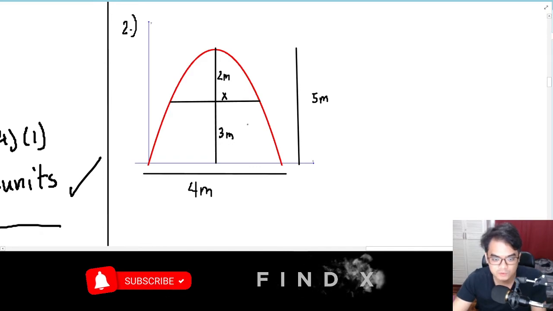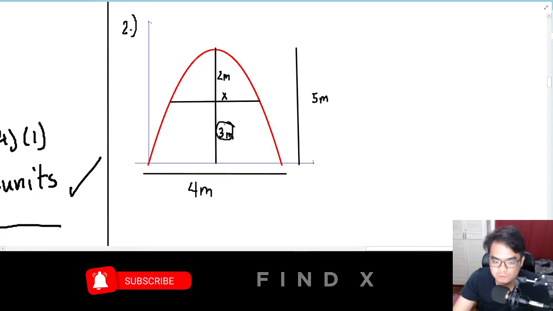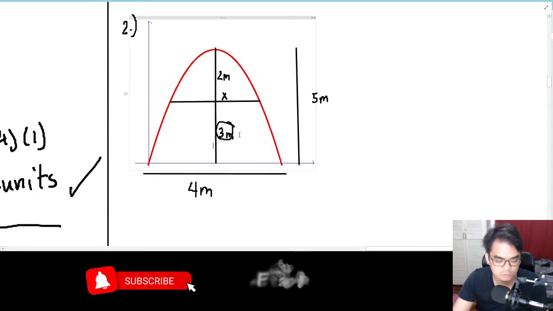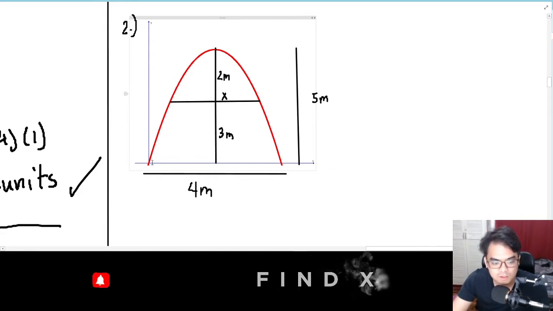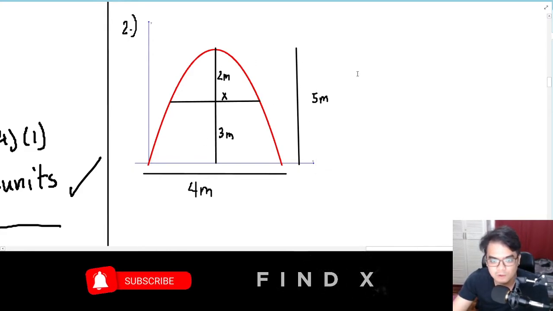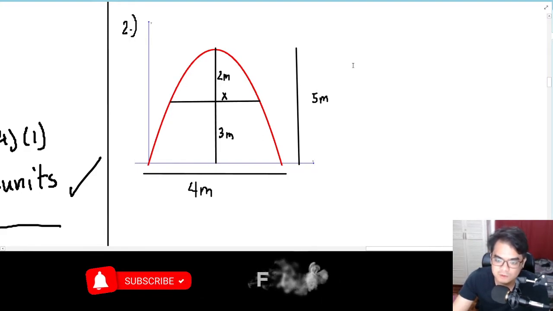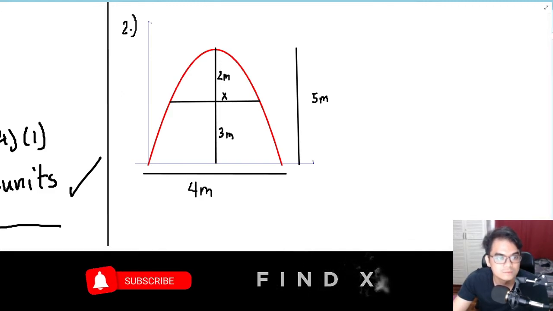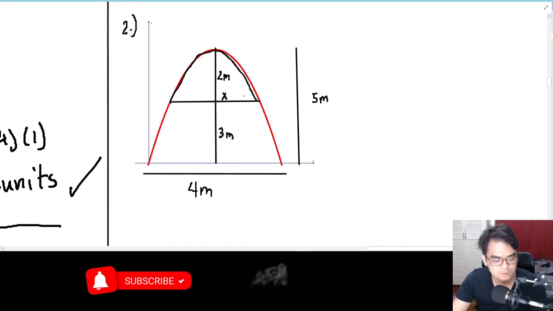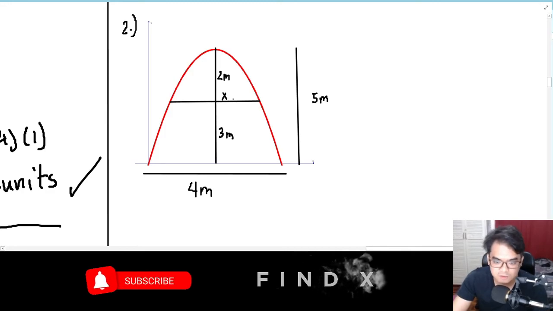So what we will be using here is the square property of the parabola. Take note that we will not be using the 3, because what we need to use is the height of the two parabolas. As you can see, the first parabola is the whole parabola, which has a height of 5 meters, and the second parabola will be this one. So the height is 2 and the base is x.